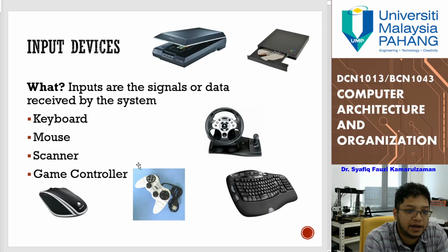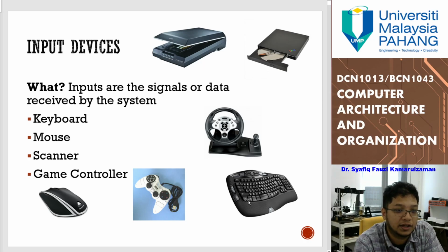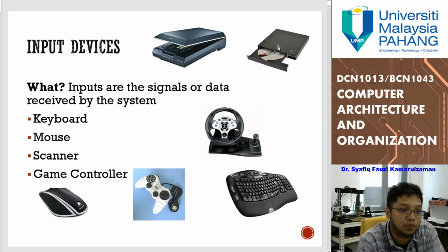So what are input devices? Basically, input devices are those that take data, take information from the outside world and convert it into digital data. An example is your keyboard, which takes the information from you pressing the keys and turns it into digital data. Other than that, we have the mouse and the game controller. All of them play the same role as an input device. The CD, for example, can behave both as an input and output device as well.